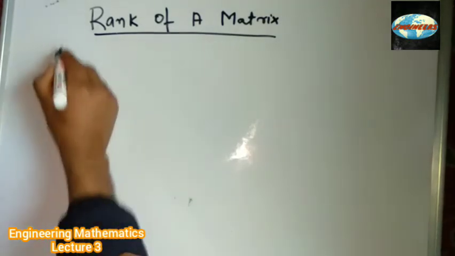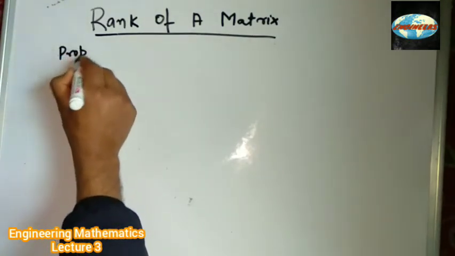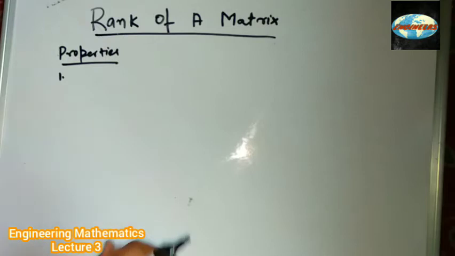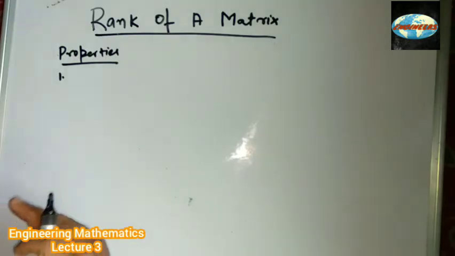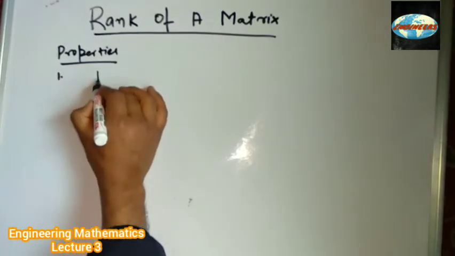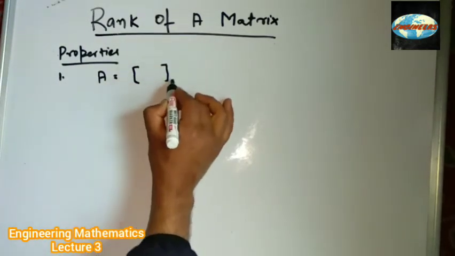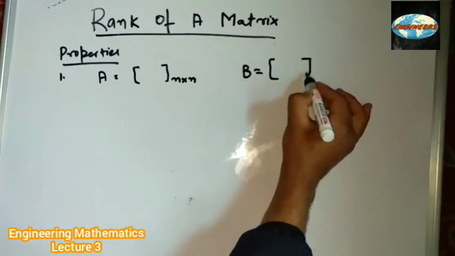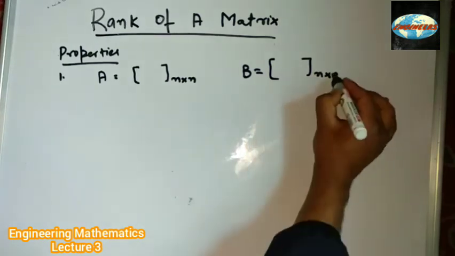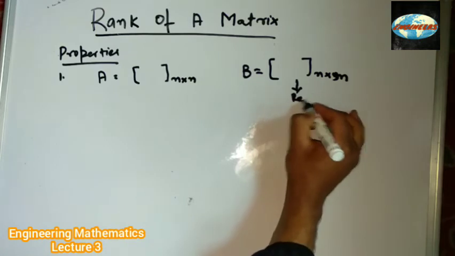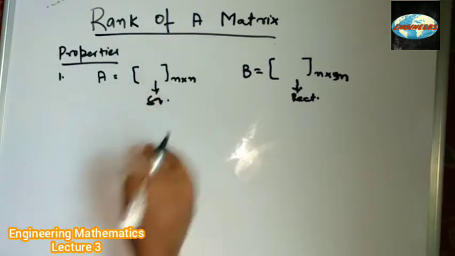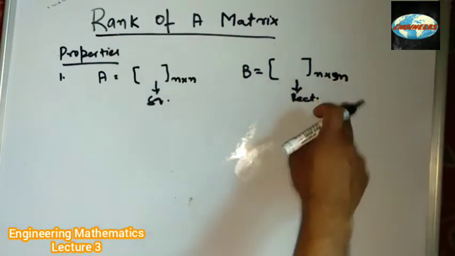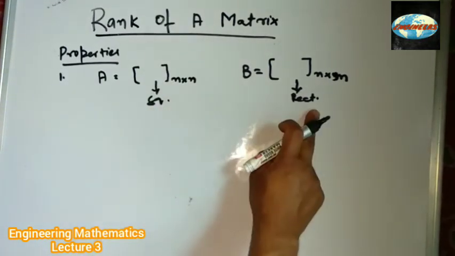First we will discuss some properties. The first one says that rank is defined for both square matrix and rectangular matrix. That means if A is any square matrix of order n, or n cross n, and B is a matrix having order n cross m, this is a rectangular matrix and this a square matrix. So rank is defined for both square as well as rectangular matrices. Square will have some rank and rectangular will also have some rank.